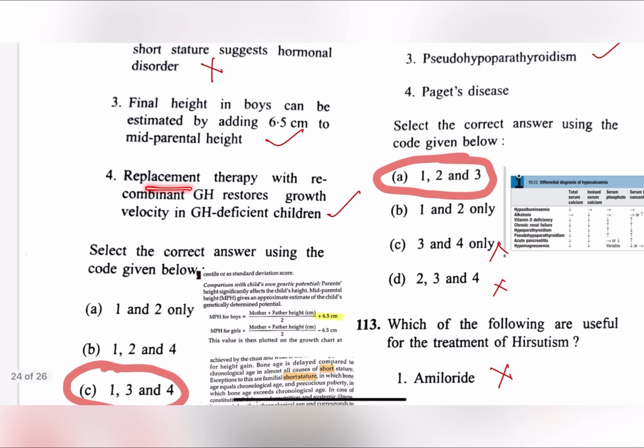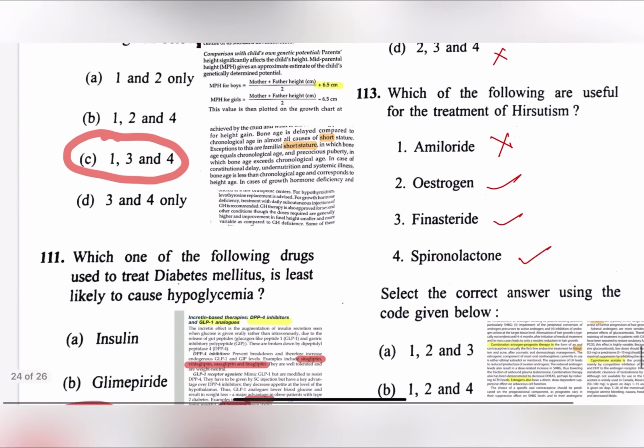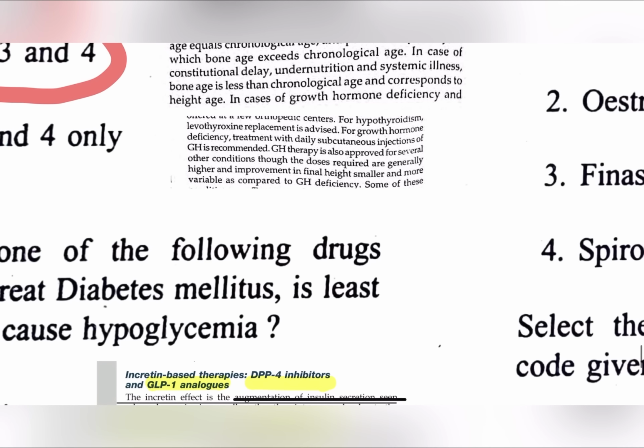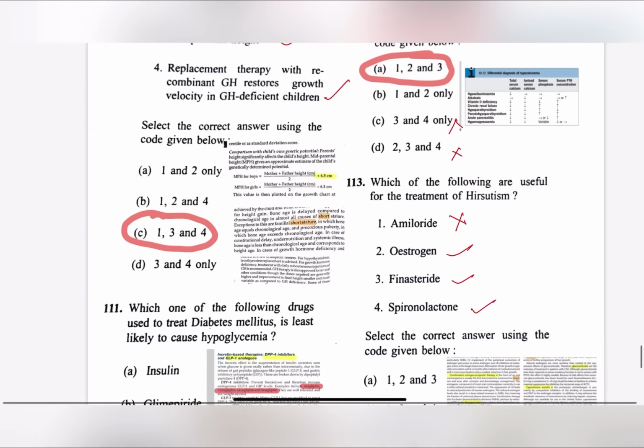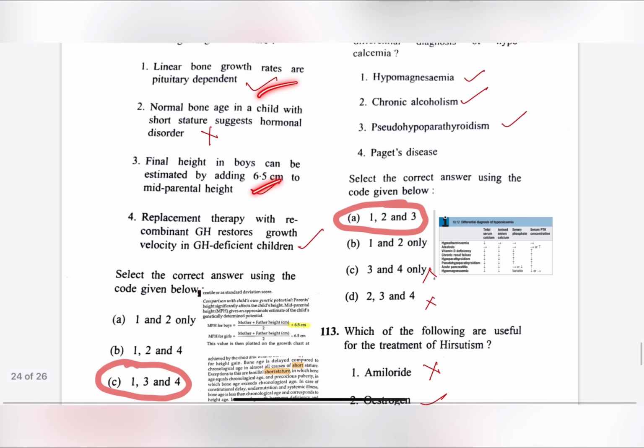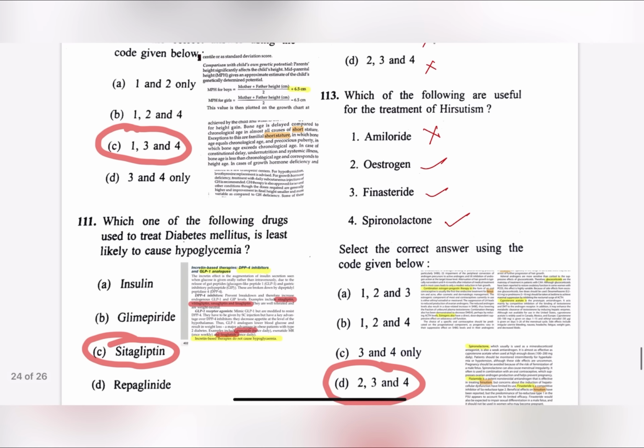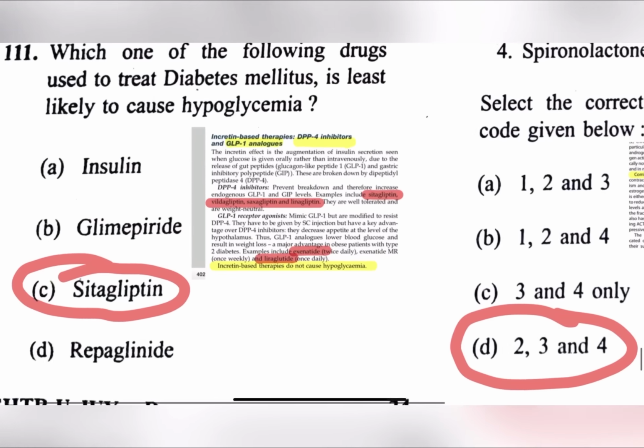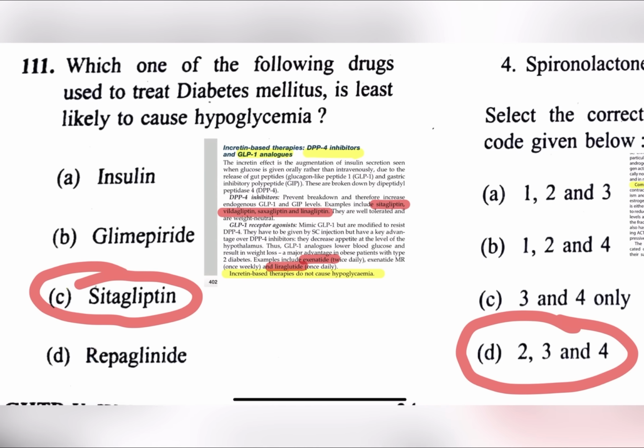Next is replacement therapy with GH in GH deficient. Then yes, we recommend growth hormone therapy in these patients. So 1, 3 and 4 are correct. This is wrong.